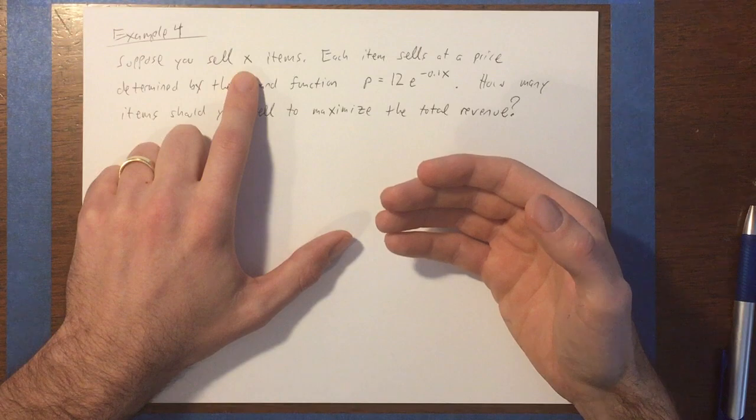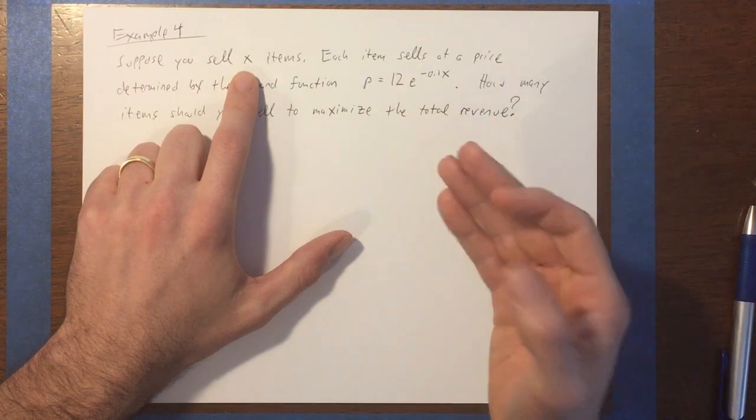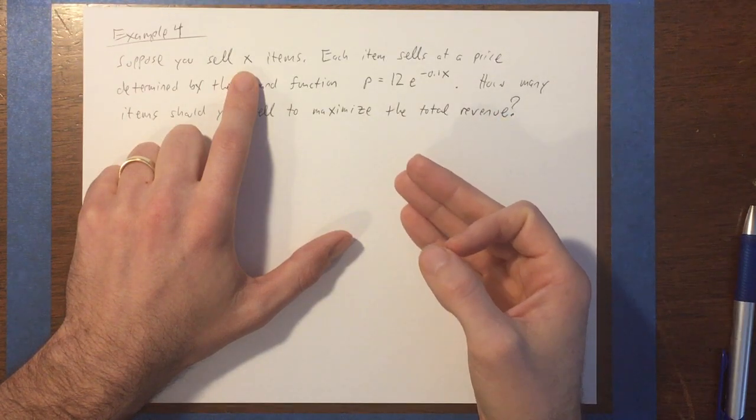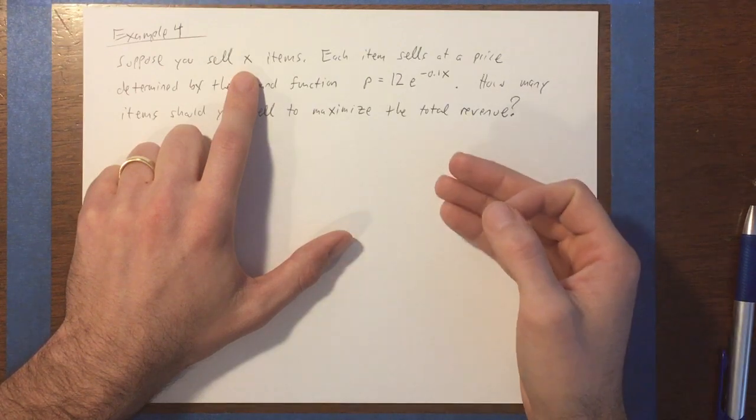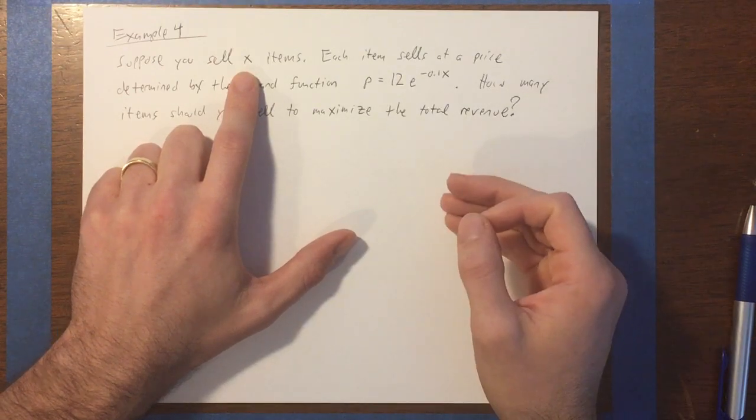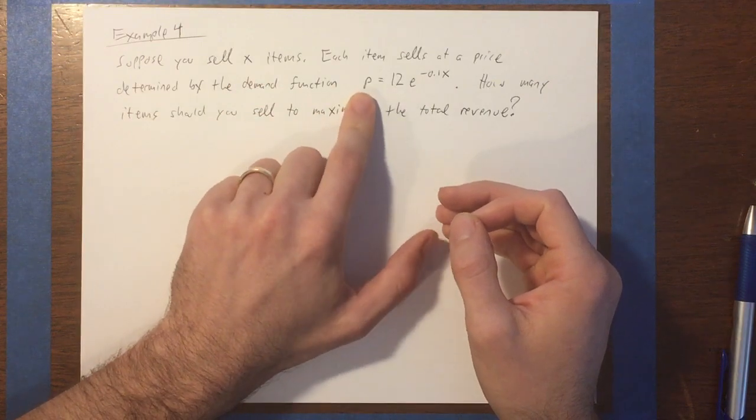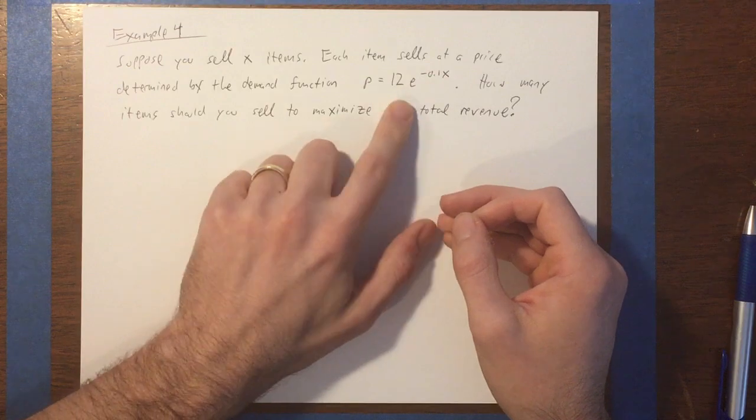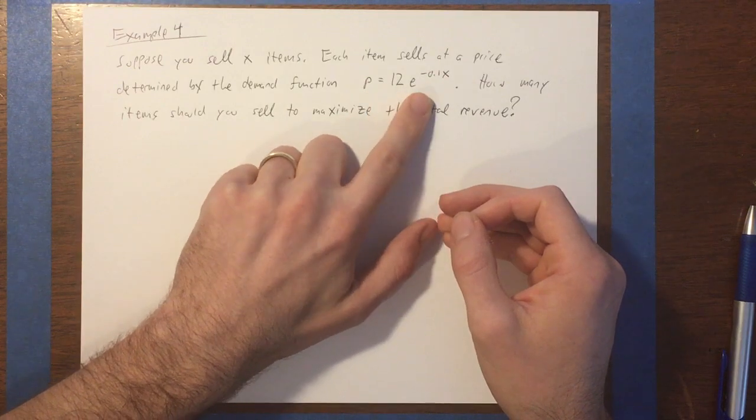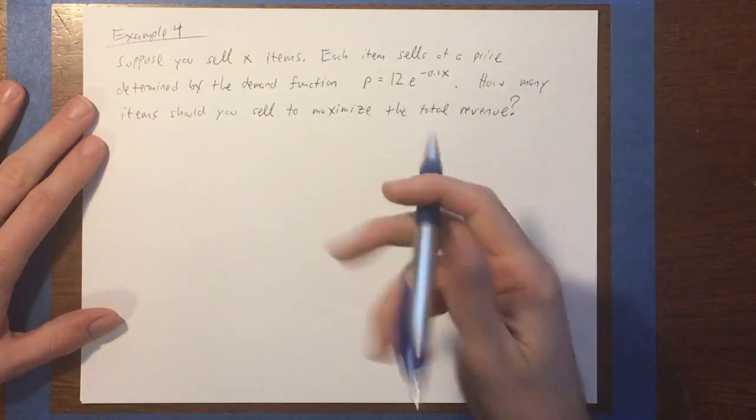So that means if we're only going to produce and sell a small number of items, we can sell it at a high price. But if we want to produce and sell a large number of items, we have to sell it at a low price. And the price is given as a function of the number of items according to this function here. So let me just draw a little picture of that function.